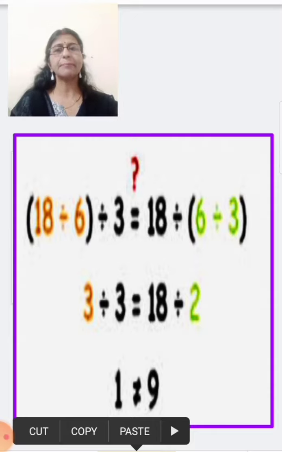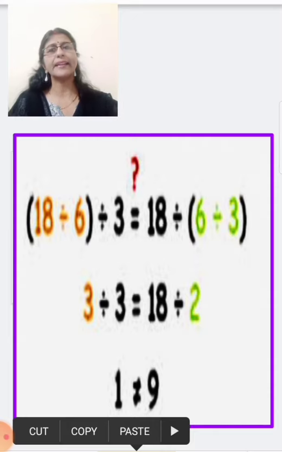Now the first example is (18 ÷ 6) ÷ 3, and it can also be written as 18 ÷ (6 ÷ 3). In the first case, you can see 18 and 6 are grouped together and then they are divided. And on the other side, you can group 6 and 3 together, divide them first, and then divide 18 by that.